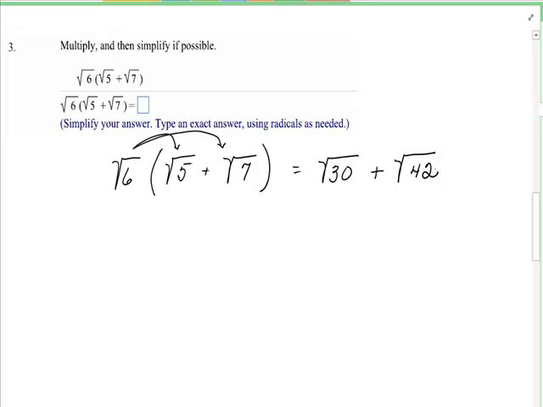Now, I think about the factors, perfect squares that would go into 30. Does 4 go into 30? No. Does 9 go into 30? No. Does 16? No. There's no perfect square factor. The same is true about 42. So although those sort of look like I should be able to simplify, I can't. And that's it.